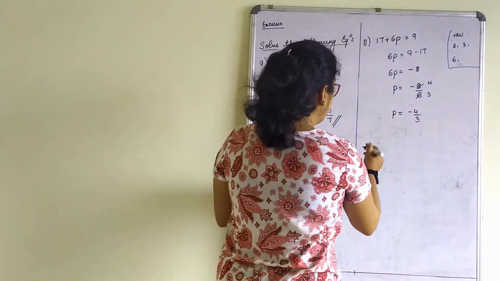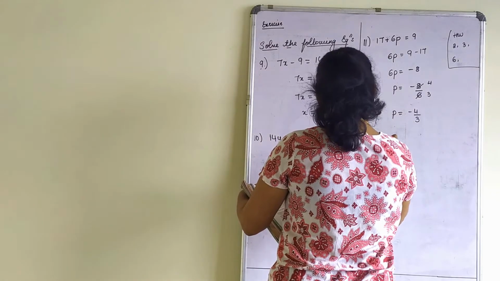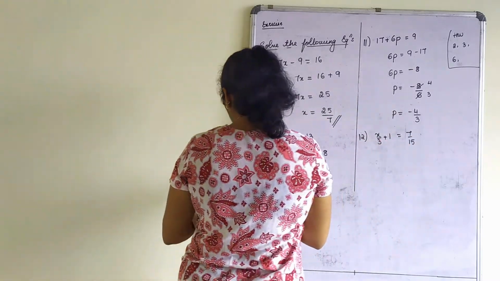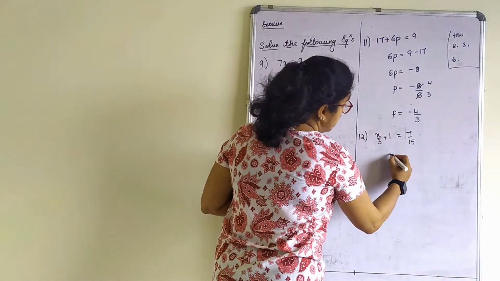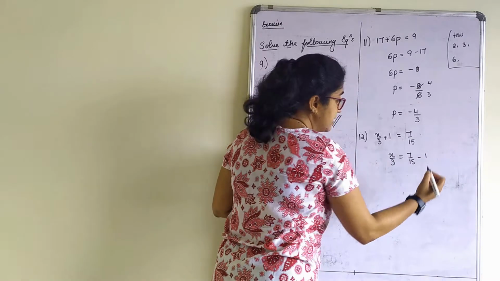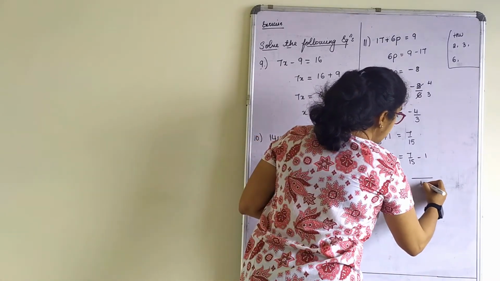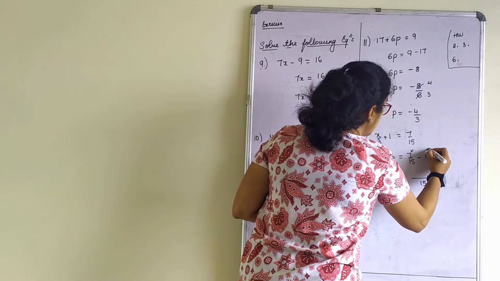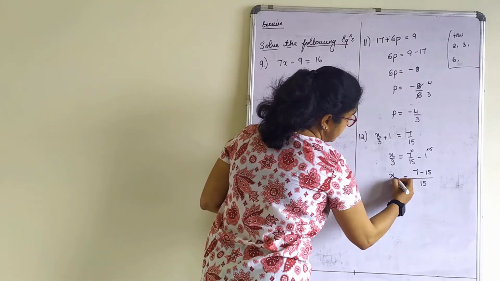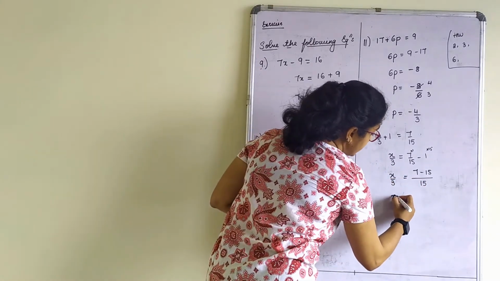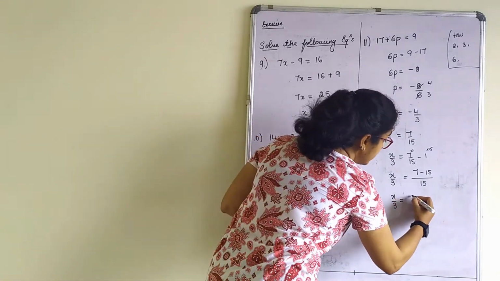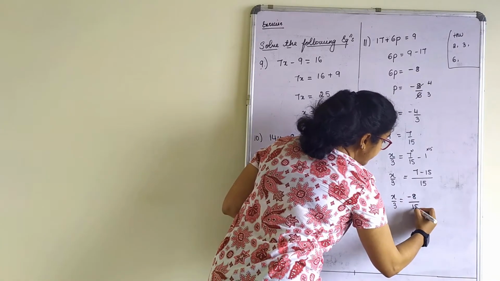Last one, the 12th one. x plus 3 plus 1 is equal to 7 by 15. So x plus 3 is equal to 7 by 15 minus 1. We'll take 15 as the LCM now. 1 into 15, 7 minus 15. x by 3 is equal to 7 minus 15, which is 8. The greater number has the minus sign, so minus 8 by 15.